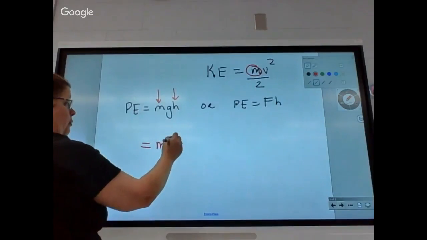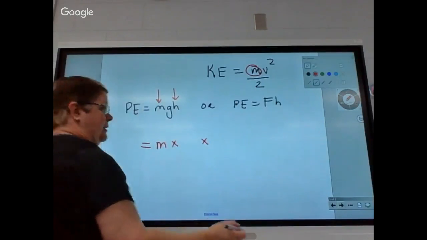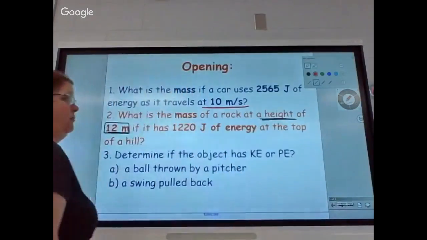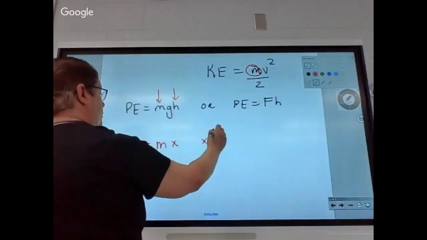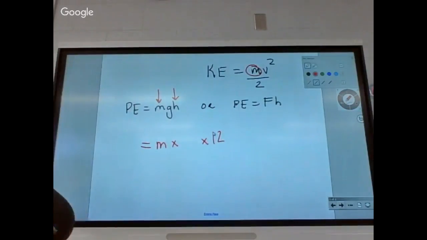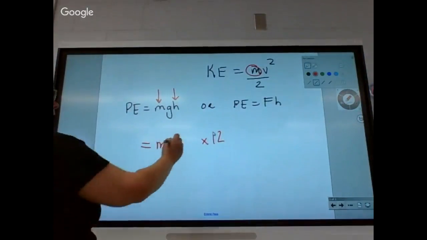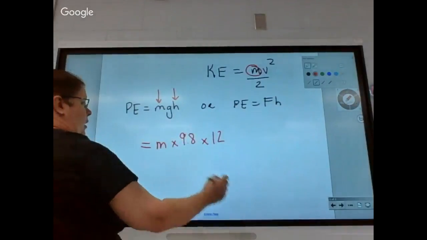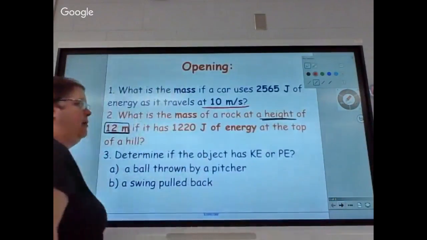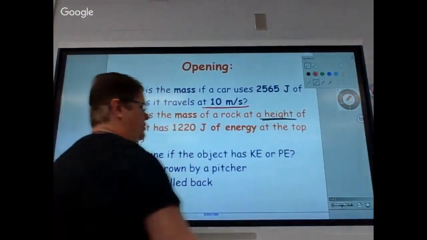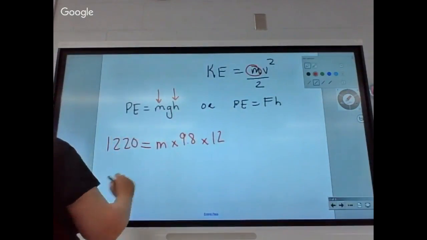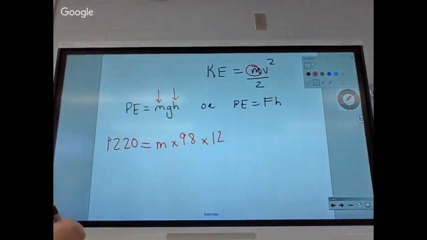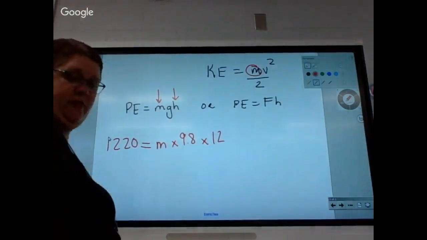So we want mass. We need G, H, and PE. Okay? So, what's our height? 12. Okay? So I'm going to put 12 where height is. What's G? 9.8. All right, and what's my PE? 1,220. Okay? How do I solve for M? What should I do first? 12 times 9.8.